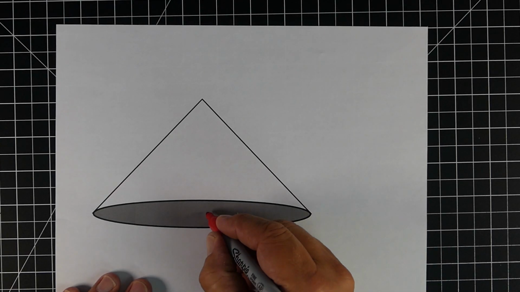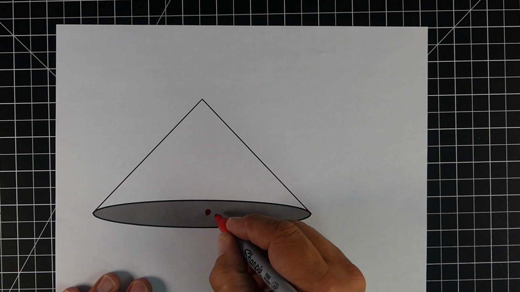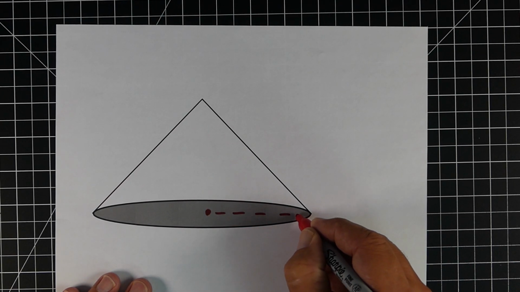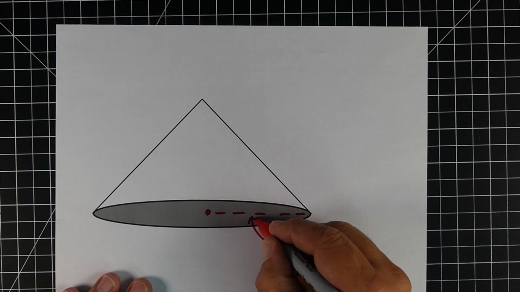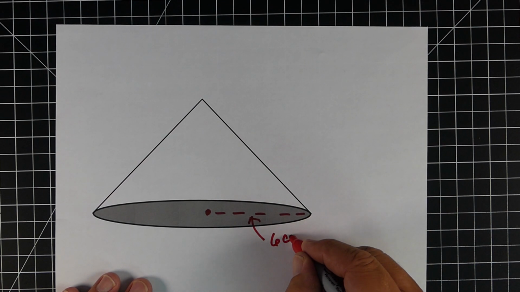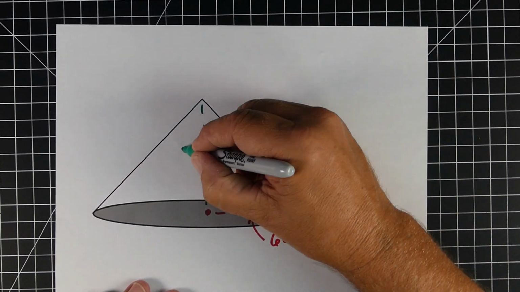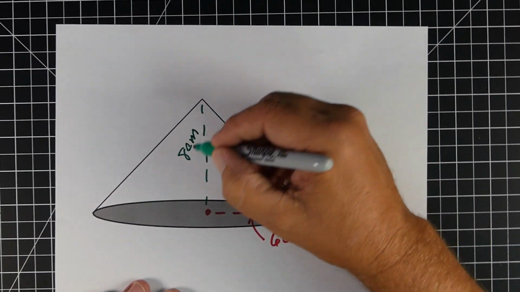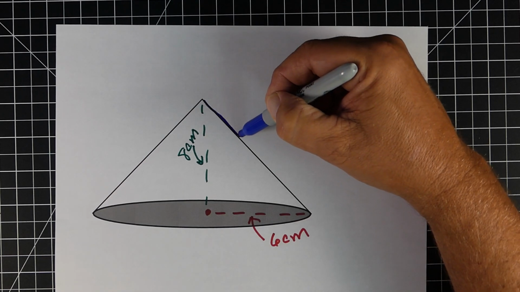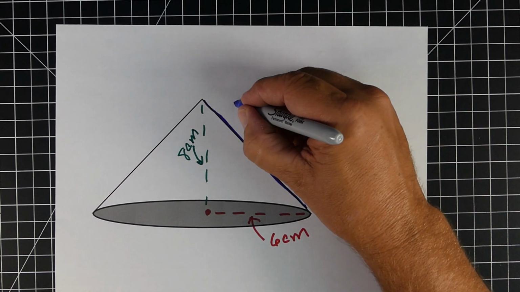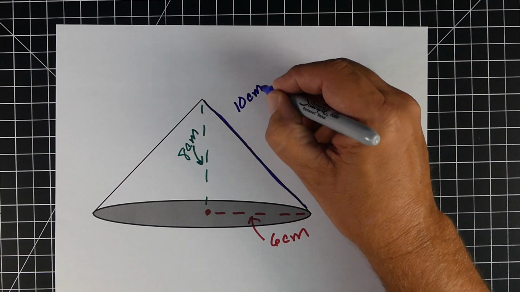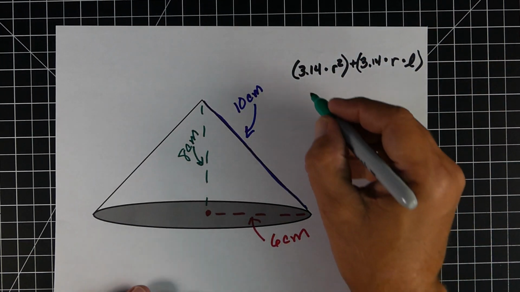So here's example number 3. On example number 3, again, we start with the radius. And on our radius, on this particular problem, we have 6 centimeters. When we look at the height, we have 8 centimeters. And then the final thing is the slant height. And in this particular case, the slant height is going to be 10, so 10 centimeters.